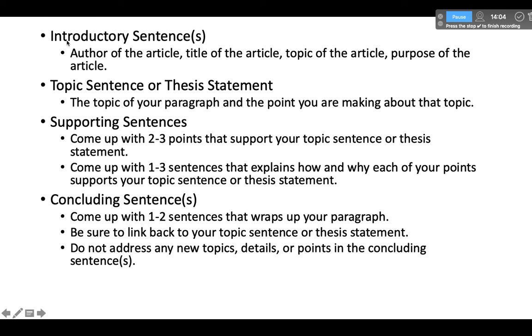So for your body paragraph, you'll have your introductory sentence or sentences where you name the author of the article, the title of the article, the topic of the article, and the purpose of the article. And then you have your topic sentence, which is the topic of your paragraph and the point or claim you're making about that topic. So that's where the argument comes in. And then you have your supporting sentences.